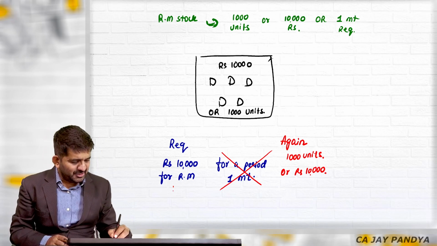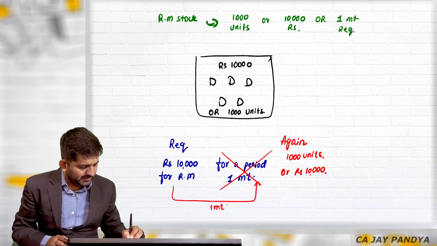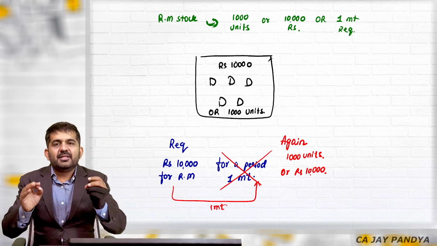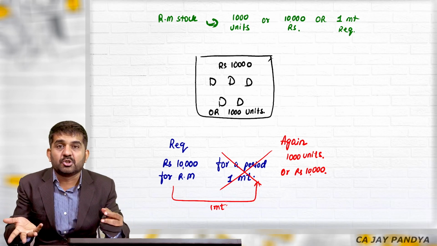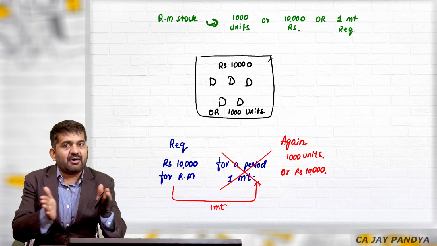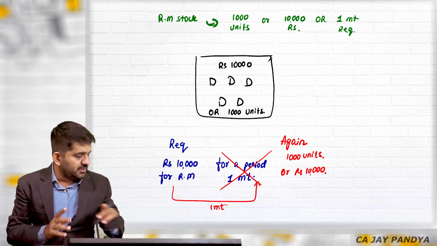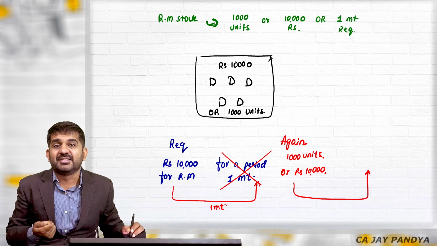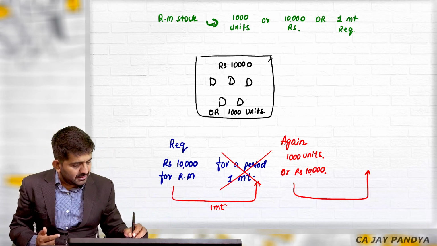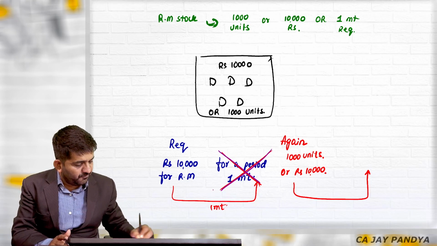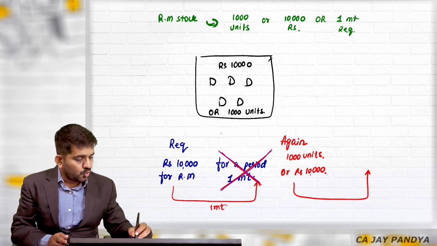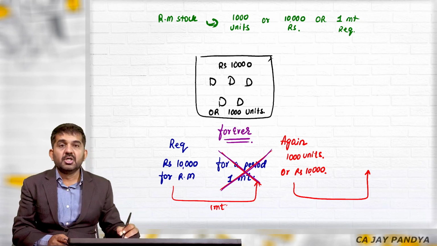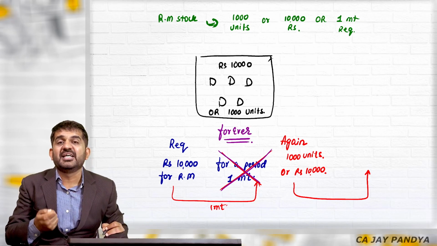See, I first said this requirement is for 1 month. After 1 month, the same situation arises, that I will again require rupees 10,000 of raw material. I have recovered all my money. Now I again require 10,000 rupees. What will happen again after 1 month? Same thing. So this is not for a period of 1 month. Believe me, this raw material requirement is forever, till the time your business runs.